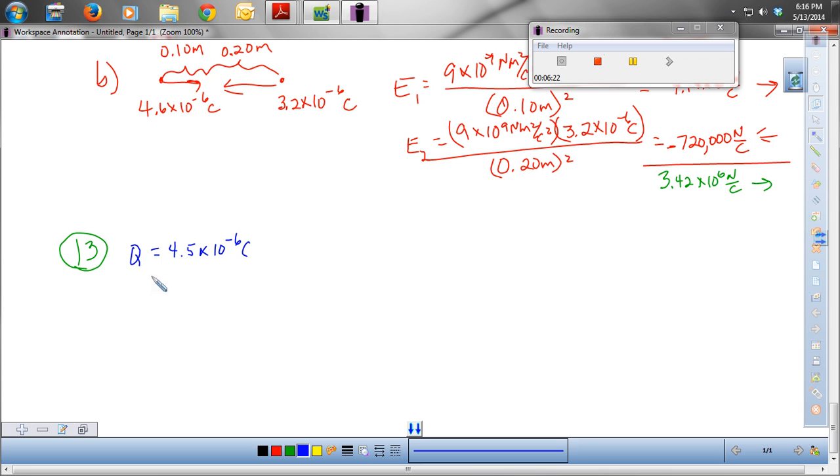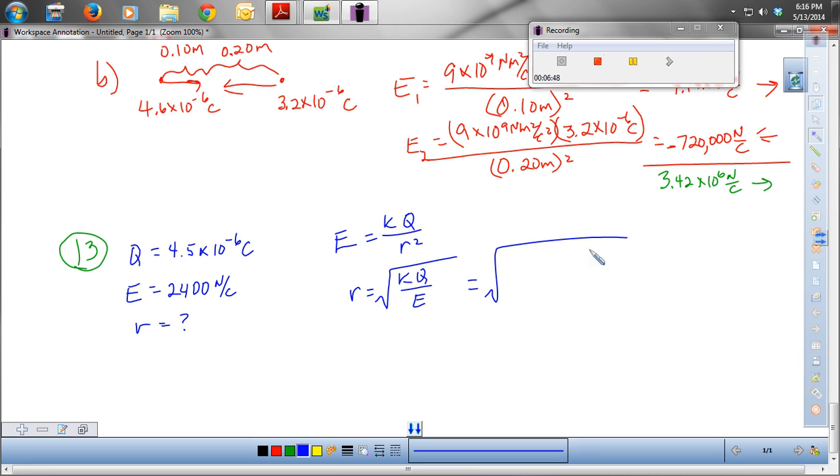And I know that the field is 2400. So they want to know how far away is the chin from the lamp. So I said, well, E is equal to KQ over R squared. So R would be the square root of KQ over E. And I got a ridiculous R. So we should have adjusted some of those values so the R didn't come out to be so huge. But that's all right.